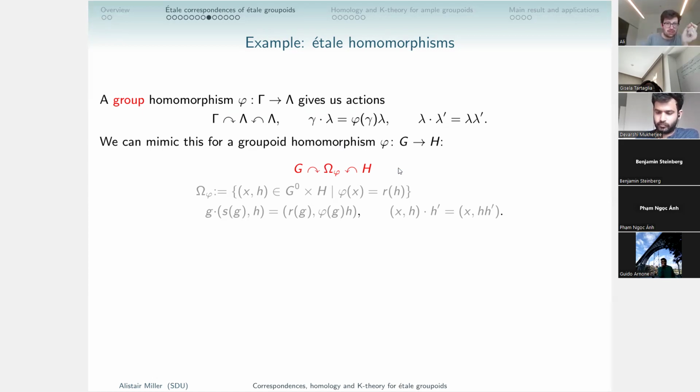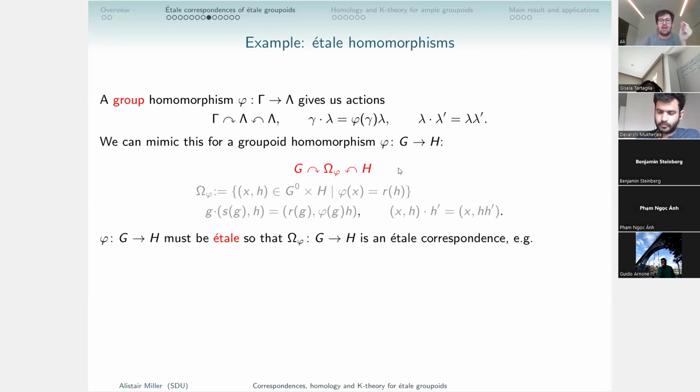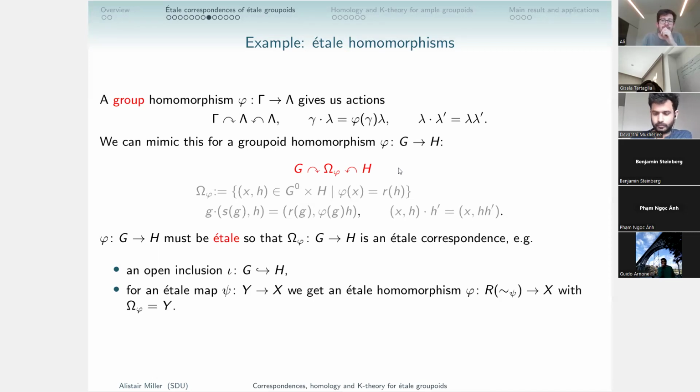But if you do this, you'll notice that this is only going to become an étale correspondence if the homomorphism itself was a local homeomorphism. So this is where this condition is coming in, but if it is, we do get an étale correspondence. So we cover things like open inclusions very easily, but also this example from the previous slide fits into this context as well.